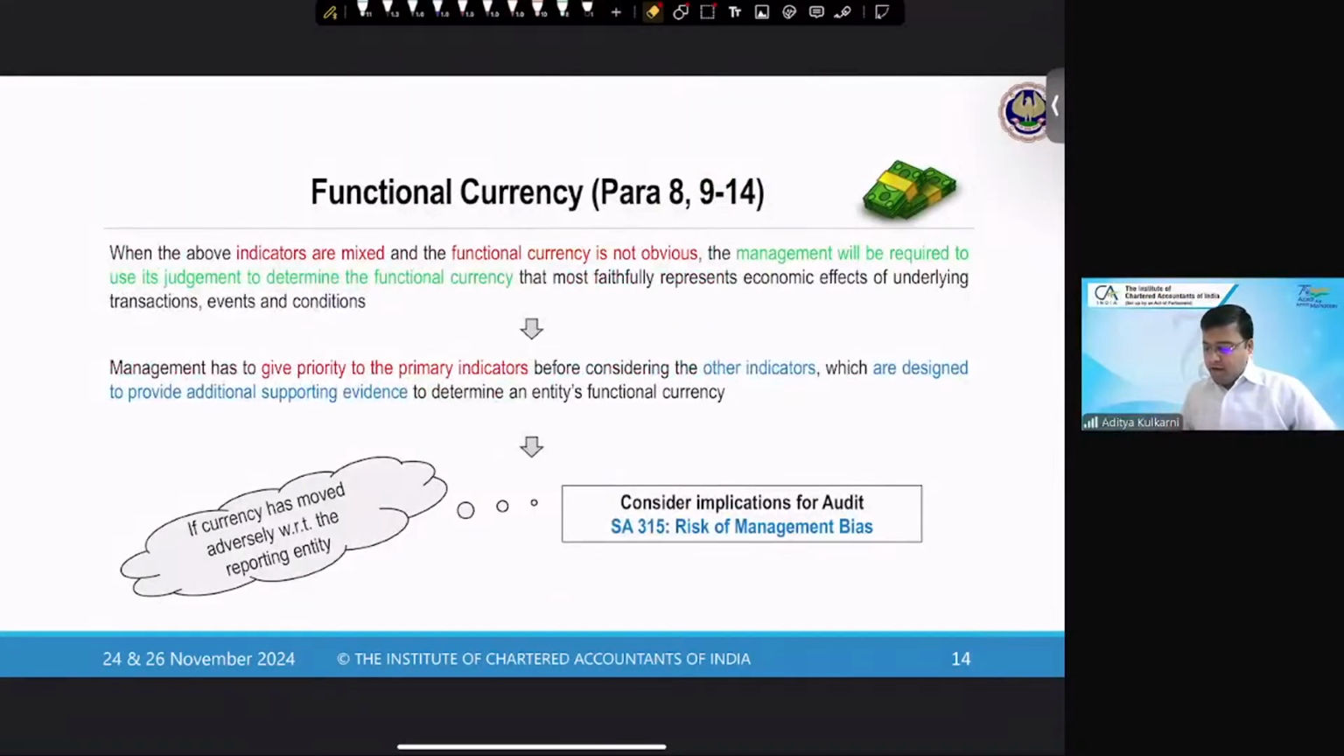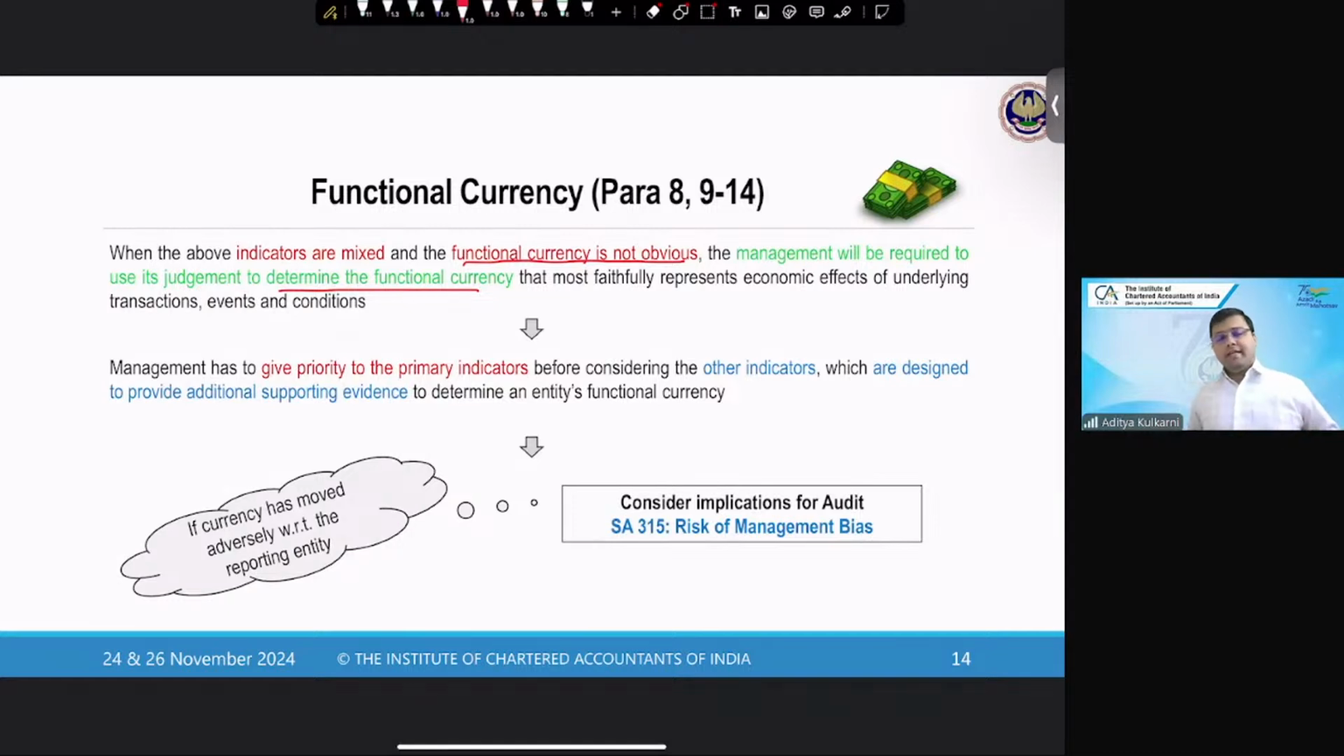Functional currency: when the above indicators are mixed, can it happen in life? Yes, things happen like this in life. You read something directly, but its application will not be direct. You will have real-life practical scenarios, a different ball game altogether. So when the indicators are mixed and the functional currency is not obvious, then management will be required to use its judgment to determine the functional currency.